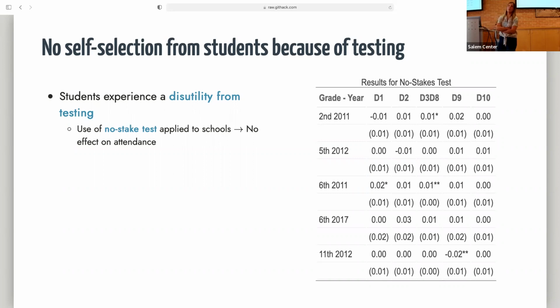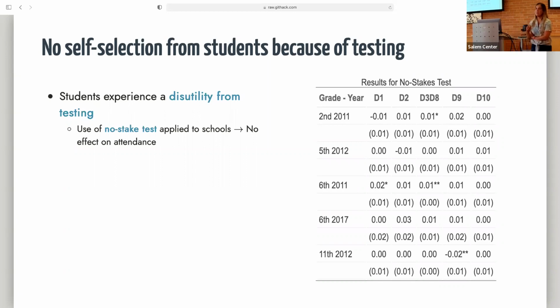And this was applied to a subsample of schools in Chile in different years. So we have here 2nd grade in 2011, 5th grade, also 6th and 11th grade, right? And this was treated pretty much the same as the regular SIMCE, but again, it just had no stakes. Students were still sent that communication to give to their parents, telling them that it was important for them to show up, etc. But again, as we can see here, there's actually nothing really going on in terms of attendance, right? So neither in the first deciles or the top deciles, they're not even showing up more or less than a regular day, okay?